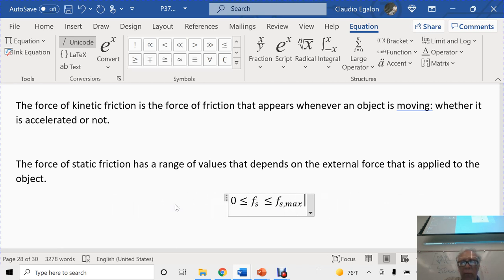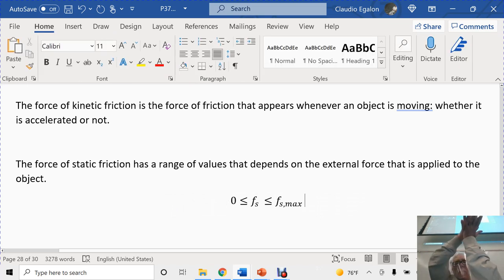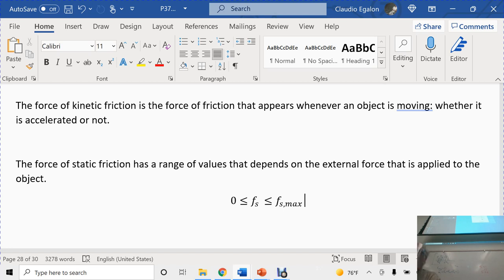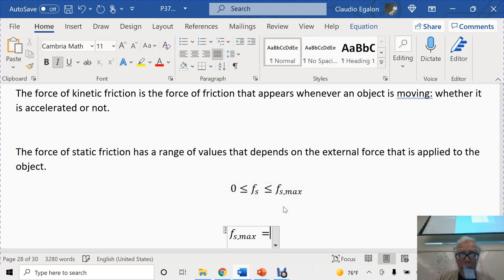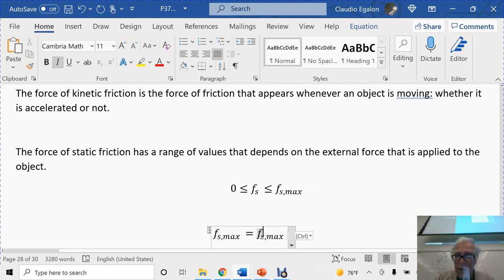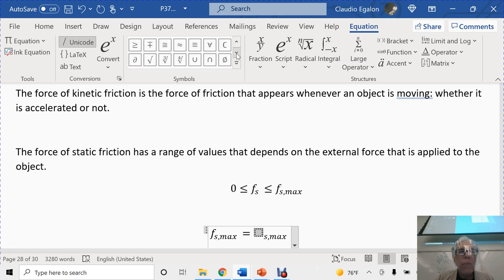Now, the question is, what is this maximum value of the static friction, okay? The value of this maximum force of static friction is going to depend on the surfaces. It's going to depend on the surface of my bag, the surface of the object, and the surface that the object is in contact with. And it is given by something that we call the coefficient of static friction. But it's not just that. It's the coefficient of static friction times something else. Times the normal that is applied to the object.